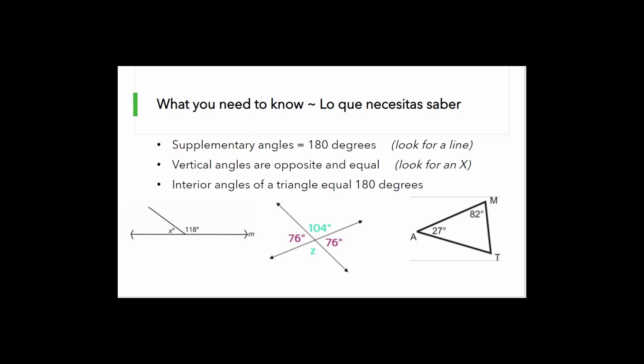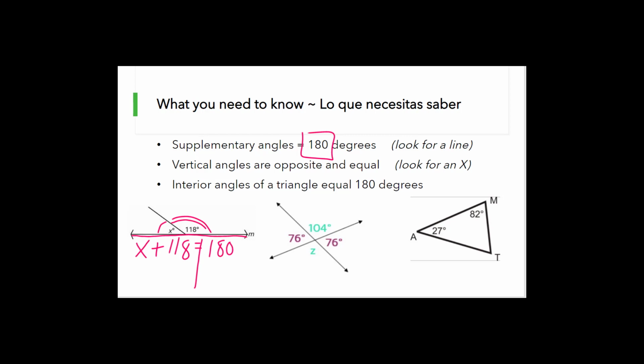So for this, you need to look for a line. So for example, here's my line, and I have two angles. Angle 1 and then angle 2. Together, they equal 180. So what you can do is write an Algebra 1 equation. X plus 118 equals 180. Right? Since you know together they equal 180, you're going to use addition, and then you're going to solve, right?